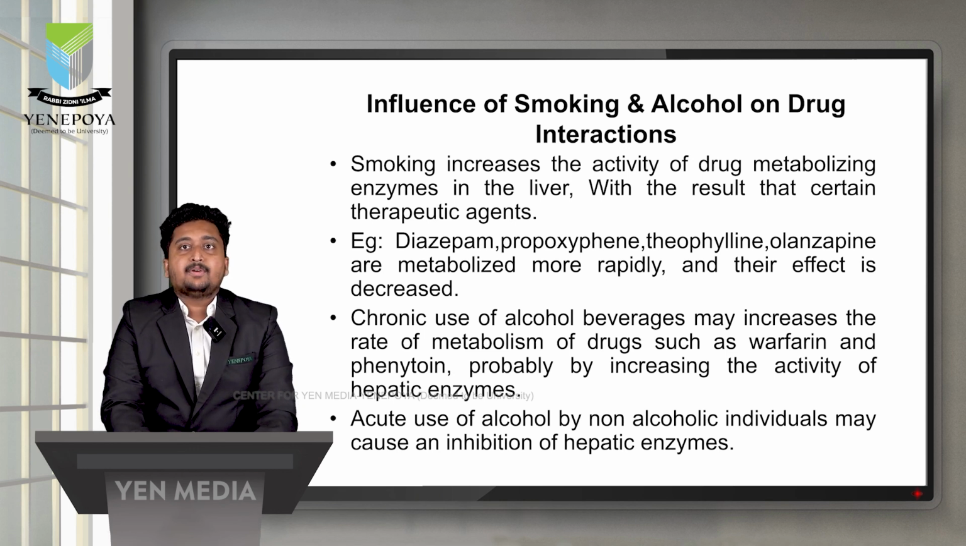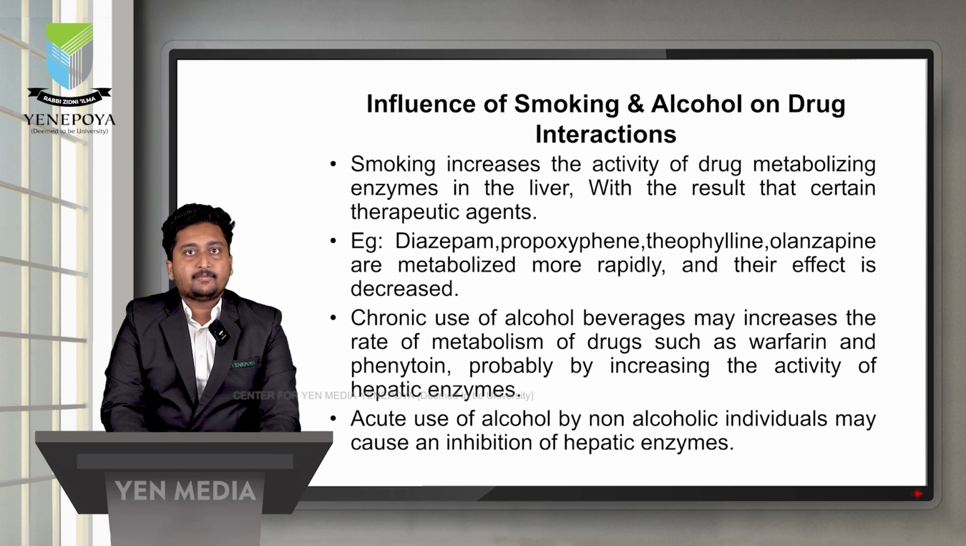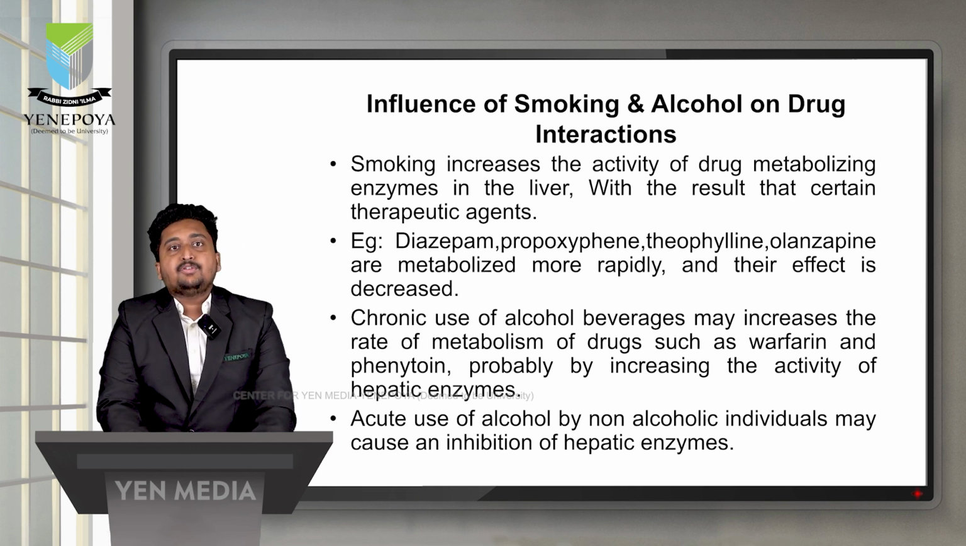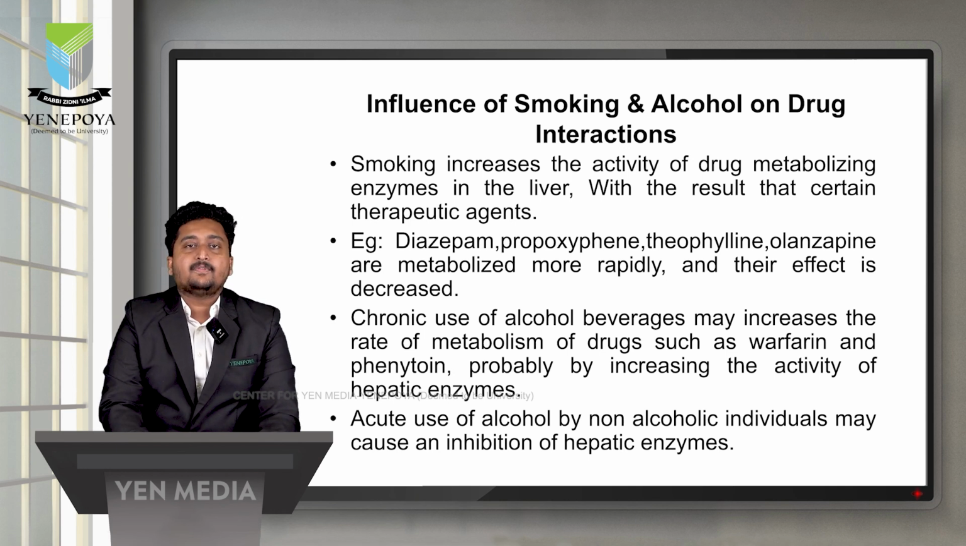Chronic use of alcoholic beverages may increase the rate of metabolism of drugs such as warfarin and phenytoin, probably by increasing the effect of hepatic enzymes. We know that smoking can already increase the metabolism of certain drugs. In the same way, alcohol can also increase the rate of metabolism of these drugs, especially warfarin and phenytoin. So the activity of hepatic enzymes is increased and the effect is again decreased. Acute use of alcohol by a non-alcoholic individual may cause an inhibition of hepatic enzymes.